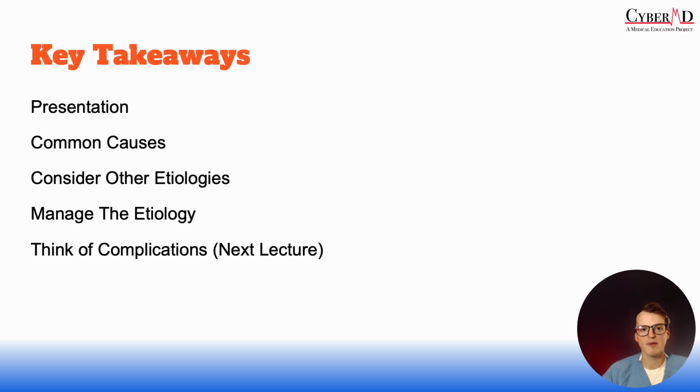Think ahead about complications, so always be vigilant for complications of cirrhosis such as variceal bleeding, hepatic encephalopathy, ascites. Managing those complications effectively can significantly improve patient outcomes. Be sure to stay tuned for our next lecture, which is going to talk about the sequelae of cirrhosis a little bit more in depth. So some of those complications we've talked about, we're going to have a lecture really just on those.